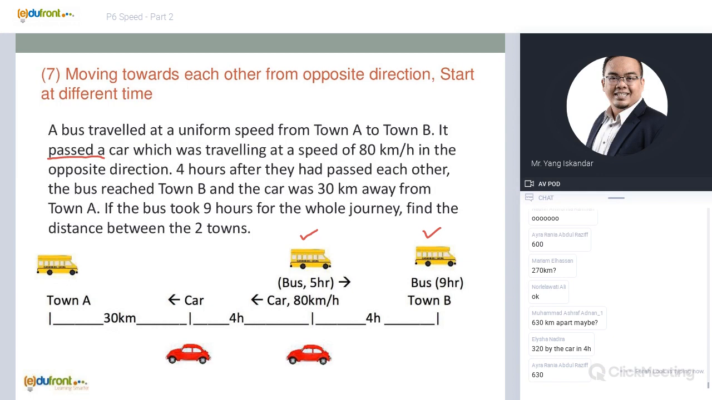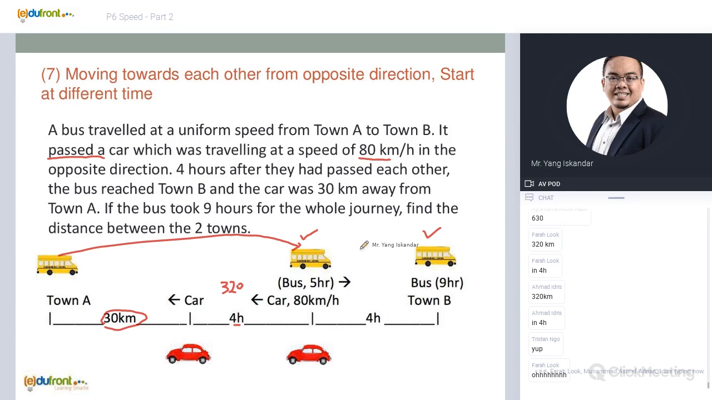They tell you that the speed of the car is 80 kilometers an hour. So from here to here, since the car took 4 hours, 4 times 80 kilometers per hour, you get 320. So this is 320 and this is 30. Find the distance from here to here. That's step number 2. So I've already given you 2 steps, and now you have 2 more steps. Easy peasy already.